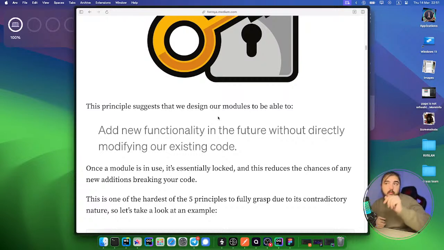Okay. No worries. Okay, let's add new functionality in the future without directly modifying our existing code. I don't agree about this. It's about refactoring.